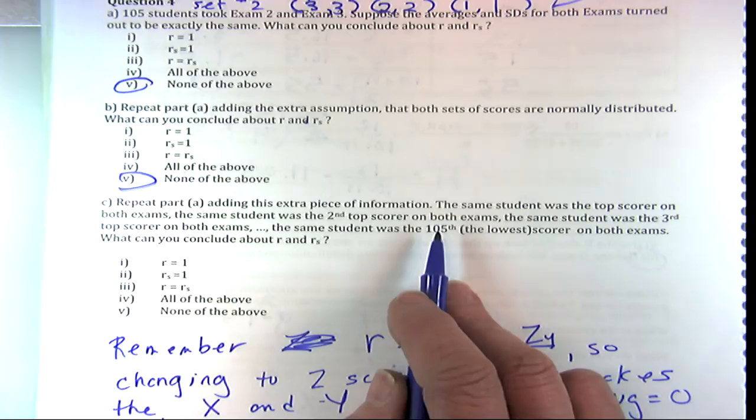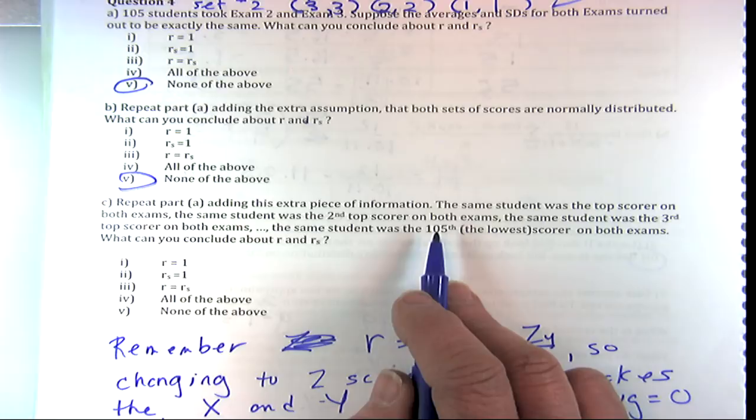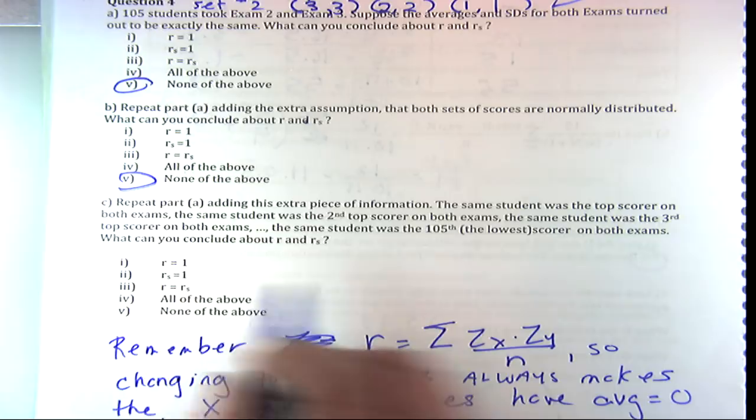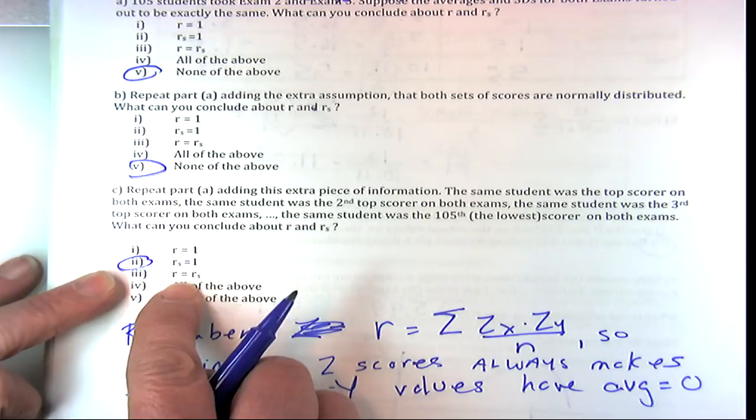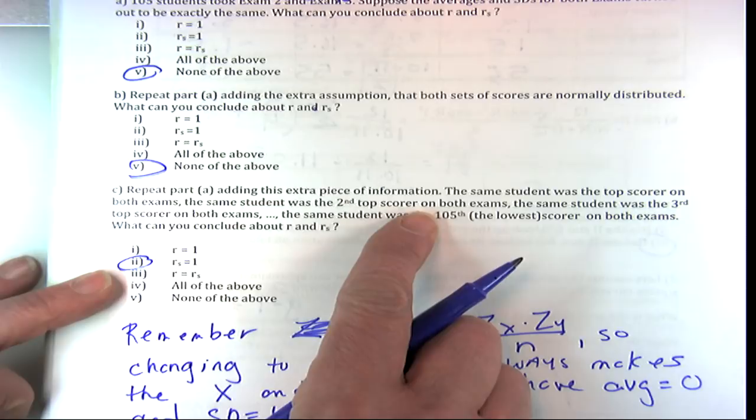So you know right away, the person who got the third highest score on one of the exams will be the third highest on the other. So the rankings are going to exactly match up. So obviously, this is true. But a lot of people thought that was true as well, and that they'd be both equal to 1.